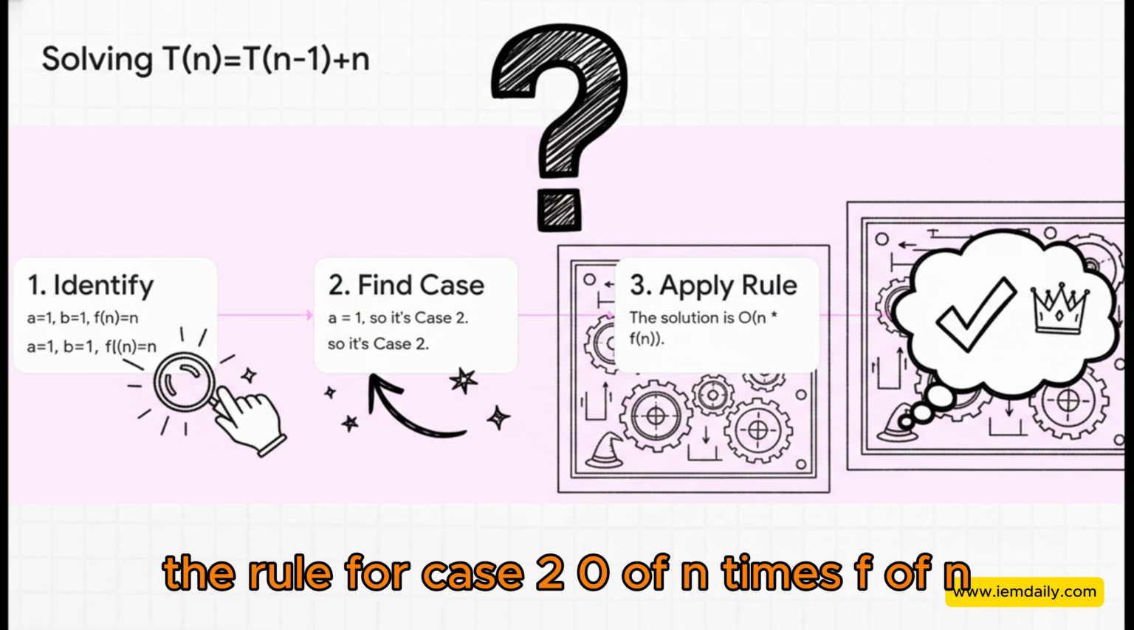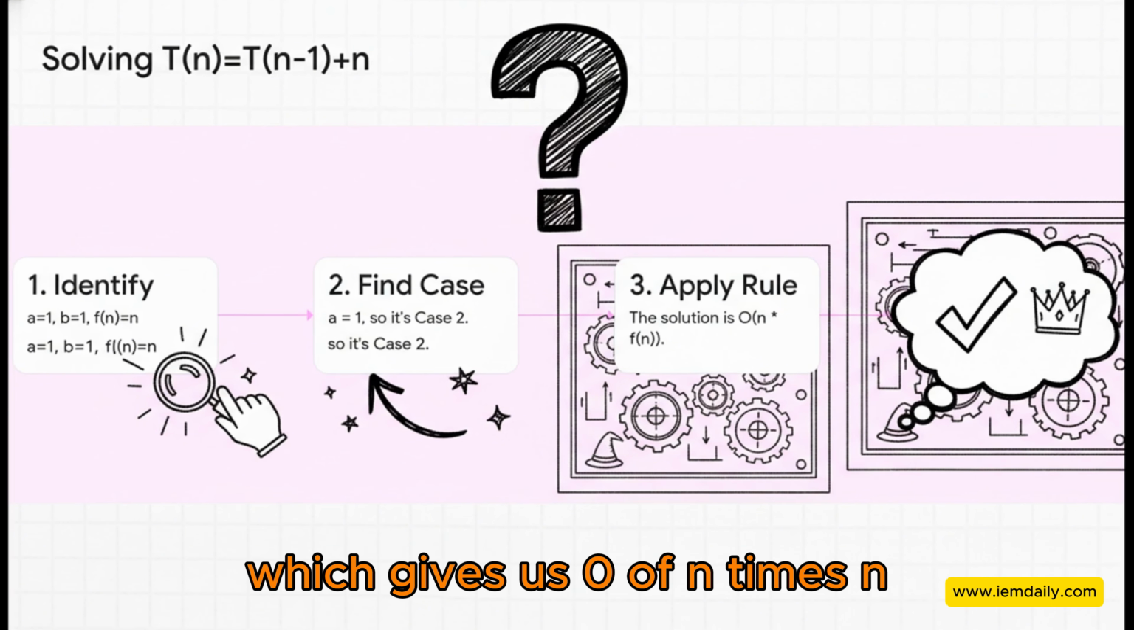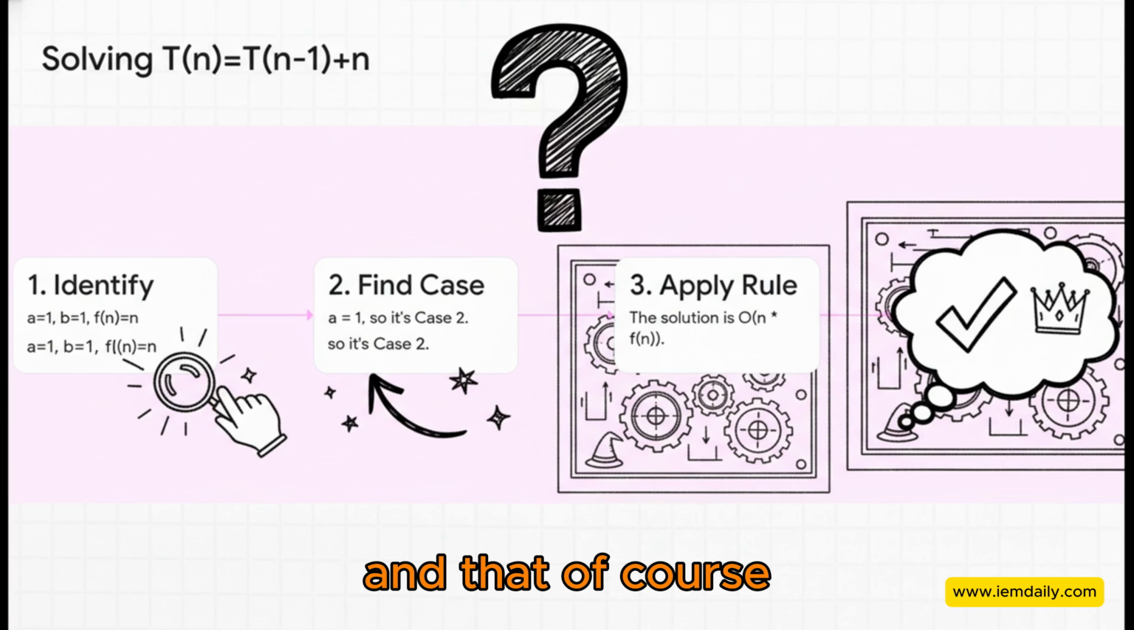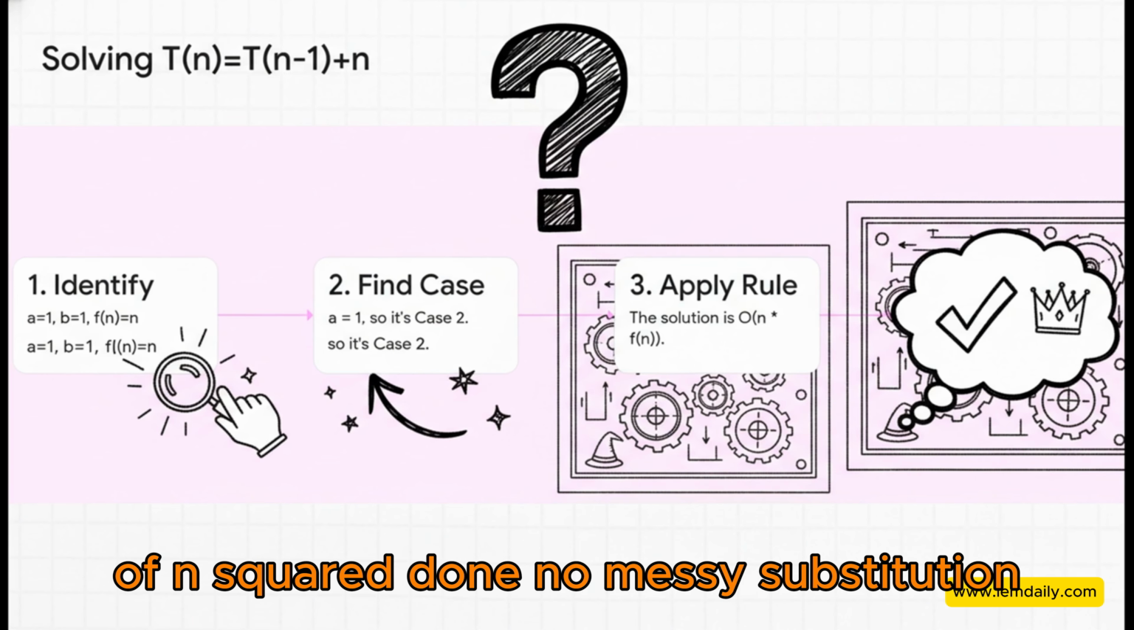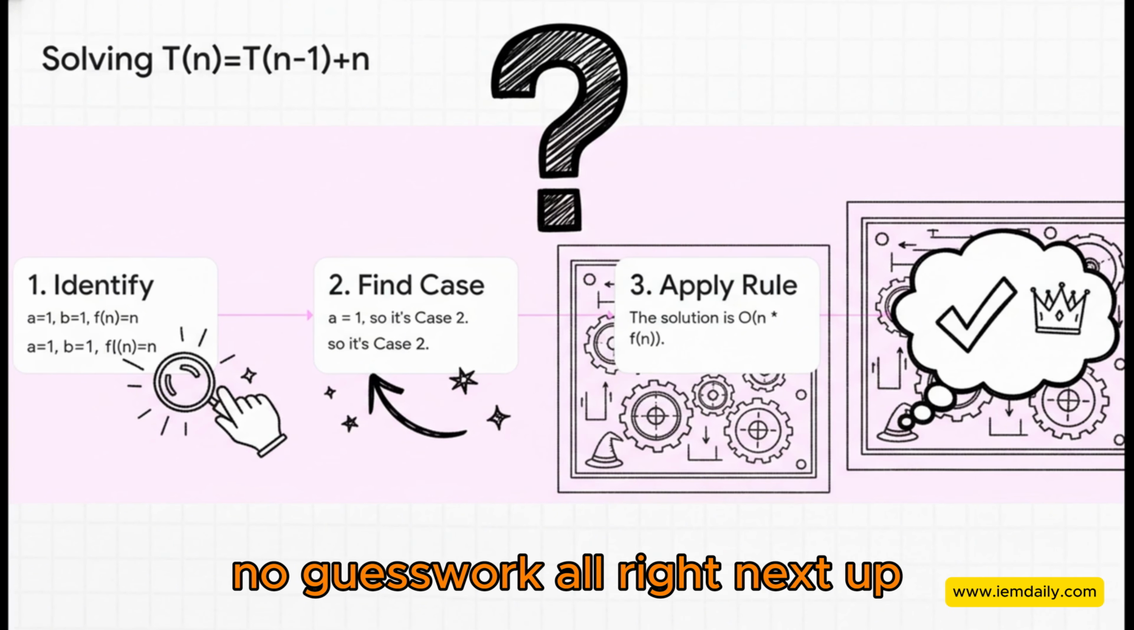The rule for case 2? O of n times f of n. We just plug in our f of n, which gives us O of n times n, and that, of course, simplifies to O of n squared. Done. No messy substitution, no guesswork.